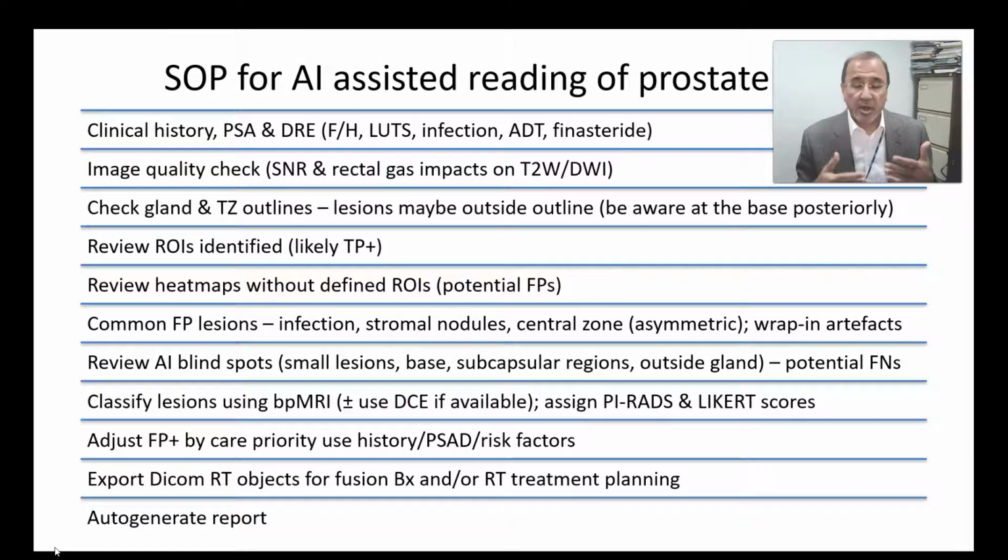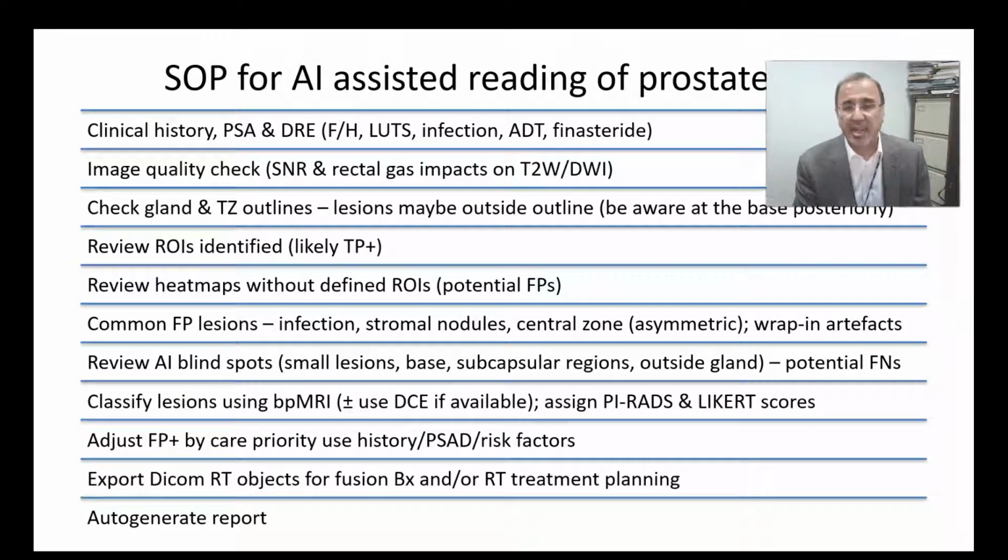important to remember. Remember that the software is using biparametric MRI to make these determinations, but if you've got the dynamic contrast enhancement, you should use that and then assign the PIRADS scores. Clearly, if you're going to call a lesion which could be a false positive, you need to take into account the PSA density, the family history, and other risk factors. And remember finally to export the DICOM RT objects for fusion biopsies and for radiotherapy planning.